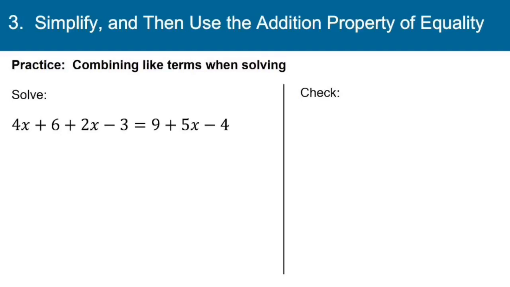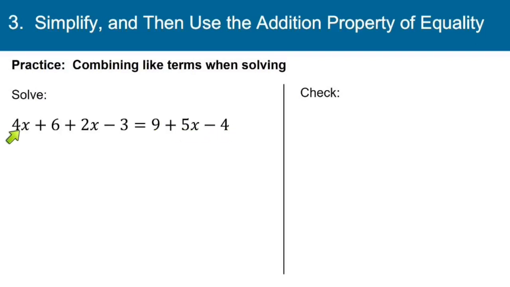Okay, here is a practice example, kind of like the last one we did. If you would like to try this one on your own, I think that's a great idea. But now I'm going to go through it with you. So here we have 4x plus 6 plus 2x minus 3 equals 9 plus 5x minus 4. So our first thing is that we need to combine all the like terms on the left side, and we need to combine all the like terms on the right side.